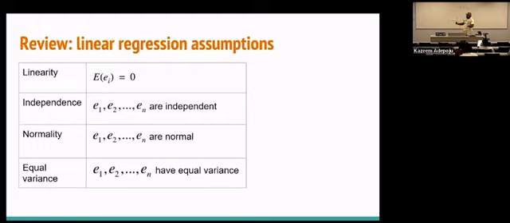Now, what are these assumptions again? Don't forget, the assumptions revolve around the error terms. And the assumptions are linearity, independence, normality, and equal variance. I think I walked you through that the other time.